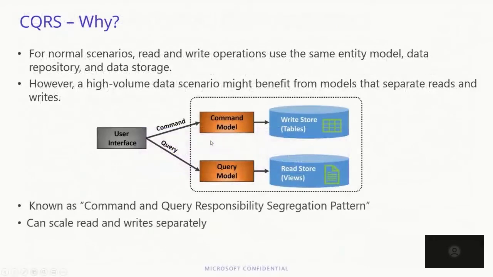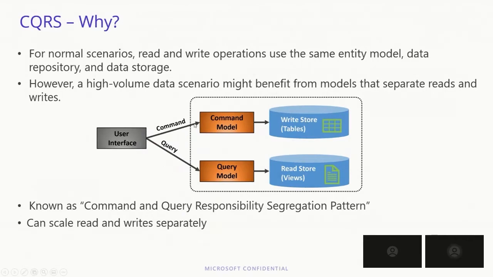So for normal scenarios, we have a service, and we typically have a single data store. In that data store, we have whatever tables or documents that contain each transaction. So in a normal scenario, we have a single model, a single repository, and a single table, whether we're reading or writing. But when we get into these high volume data scenarios, we might benefit from a model where we separate the reads from the writes.